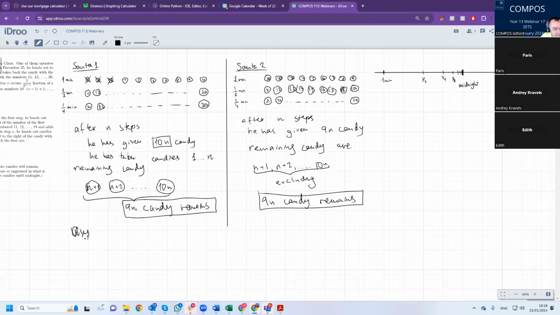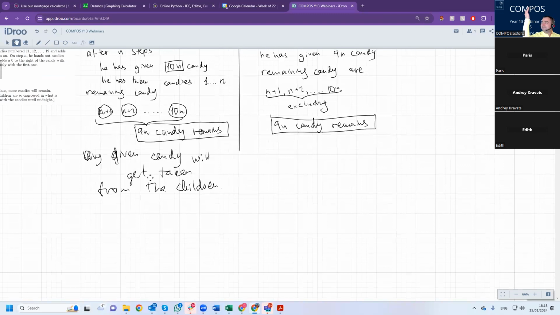Any given candy will get taken from the children. And you can pinpoint the exact time. For any number, you can work out when it's going to be taken away.